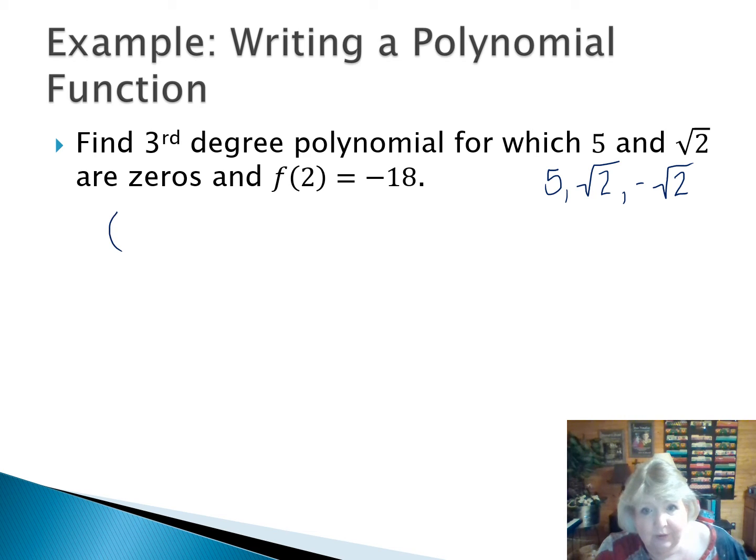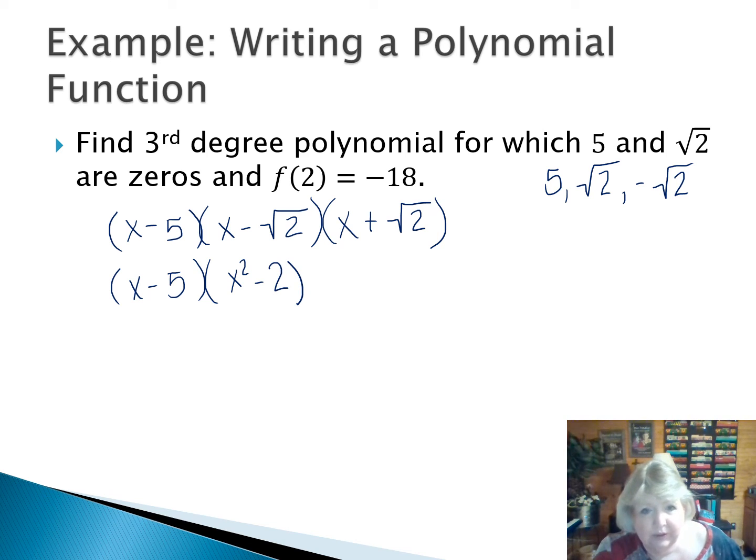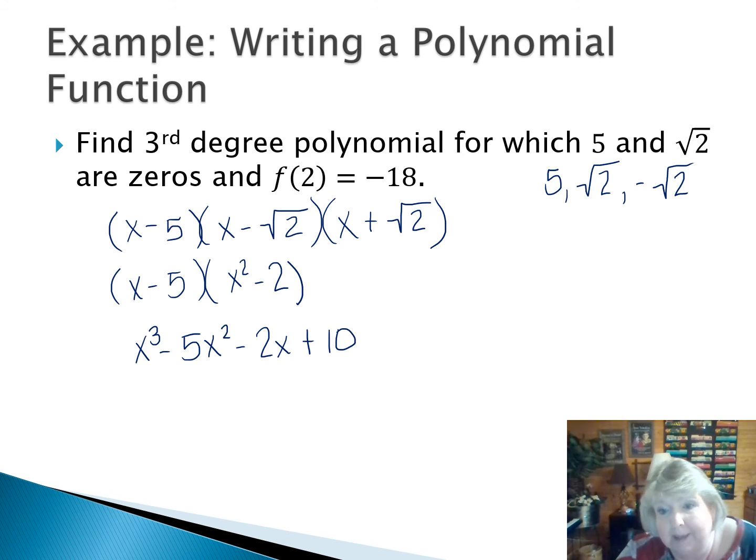So by the factor theorem, x minus 5, x minus square root of 2, and x minus negative, or plus, square root of 2 are my 3 factors. Again, I'm going to multiply the conjugate pairs first because that's the easiest thing to do. And conjugate pairs give the difference of squares, so that's going to be x squared minus 2. Then I'm going to FOIL that out to find my cubic polynomial. So that's going to be x cubed minus 5x squared minus 2x plus 10. Again, this is the base of my answer, but it may not be my exact answer.